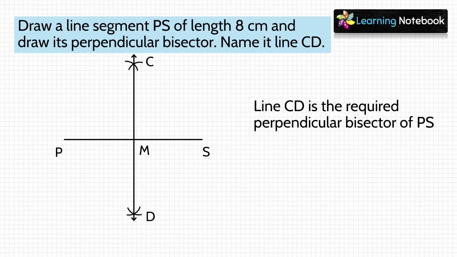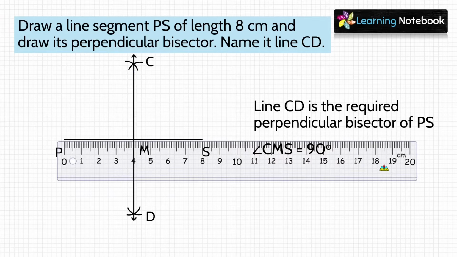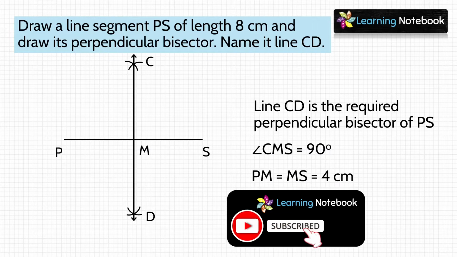Let's verify it once. For this, take the help of a protractor and measure the angle CMS, which is equal to 90 degrees. Now, with the help of a ruler, measure the length of PM and MS, which we can see as 4 cm. So students, it means line CD is the required perpendicular bisector of PS.